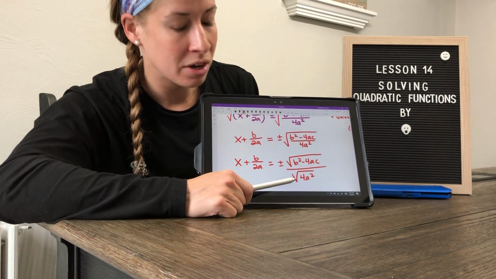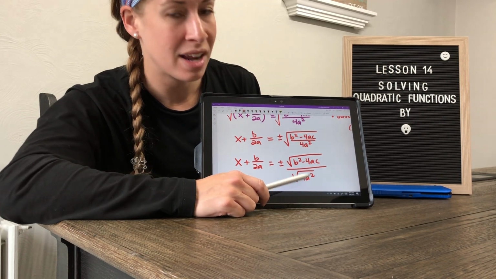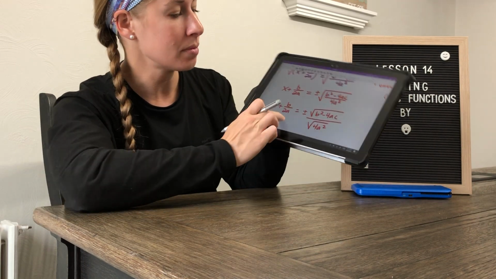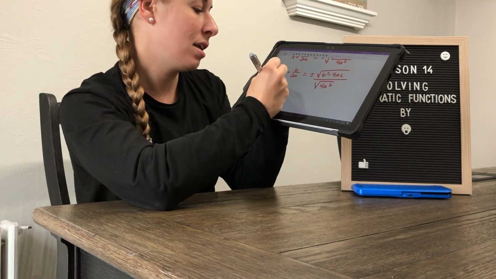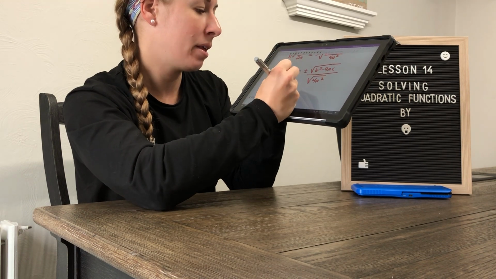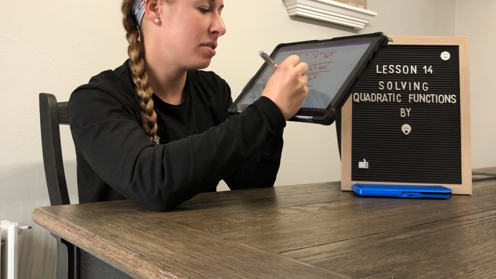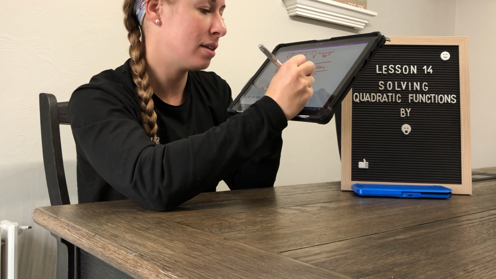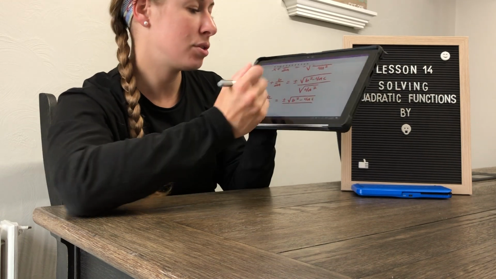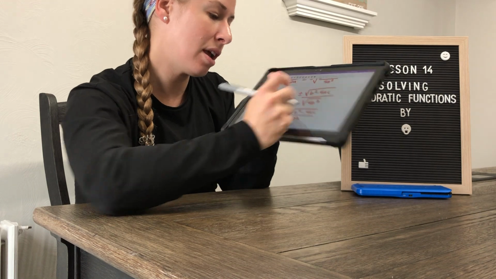But in our denominator, we only have one term, 4 times a squared. Both 4 and a are perfect squares, so we can square root that term. So we get x plus b over 2a equals plus or minus the square root of b squared minus 4ac all over, well, the square root of 4 is 2, and the square root of a squared is a.